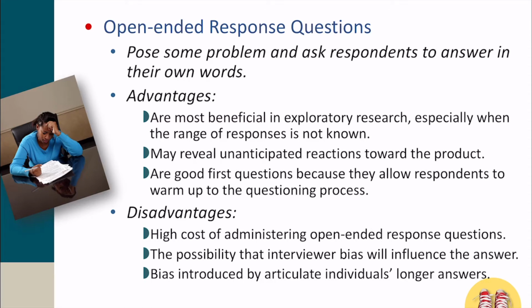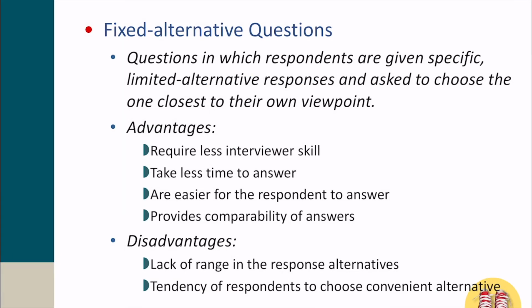So you may have a questionnaire, and goodness, it could be going on and on. So there are advantages and disadvantages to the open-ended response. Now, on the other end, you have fixed alternative questions. These are questions in which respondents are given specific, limited alternative responses, and they're asked to choose the one closest to their own viewpoint. They have advantages and disadvantages, and we'll take a look in the next slide at some examples of these.